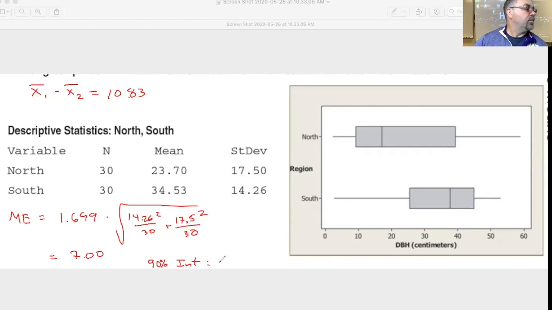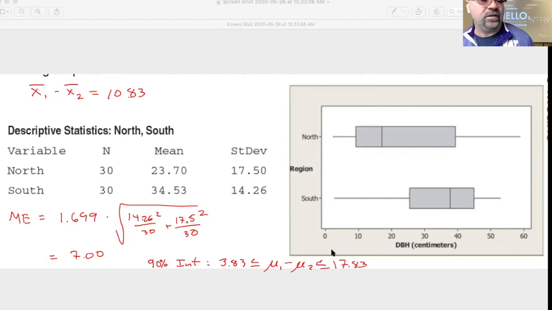is 3.83 for the lower bound. And then the upper is 17.3. All right, so there's the confidence interval. Notice the entire interval is positive. So the fact that 0 is not even in there tells me that this is going to be pretty much statistically significant automatically.